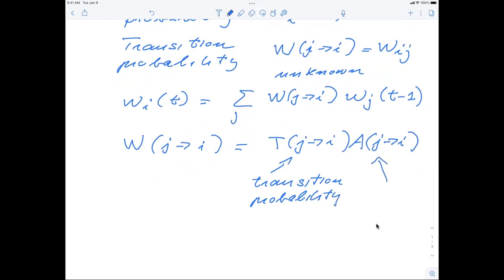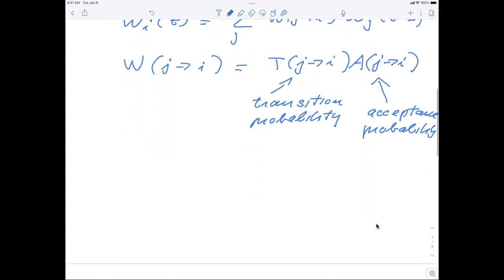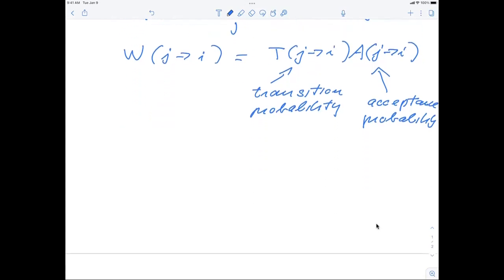And this is you accepting this move. So this is normally called the acceptance. And the Metropolis Hastings algorithm, what it gives is actually the acceptance probability. So the Metropolis Hastings algorithm is then given in terms of the minimum of 1, and then the ratio between you being in the state Wi, and then you have a transition probability.